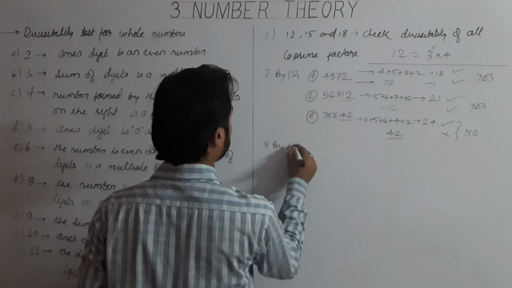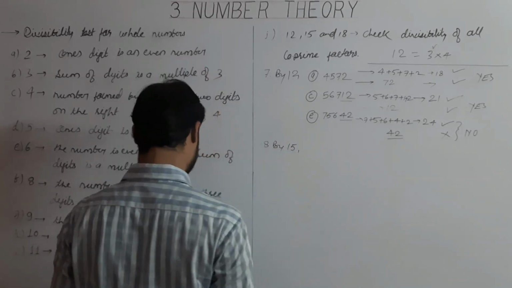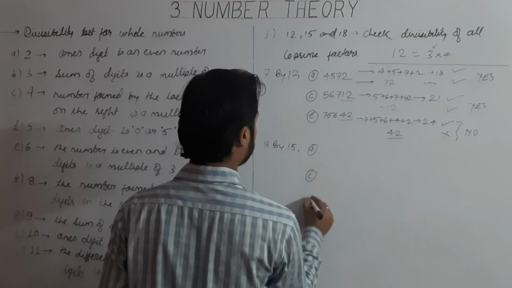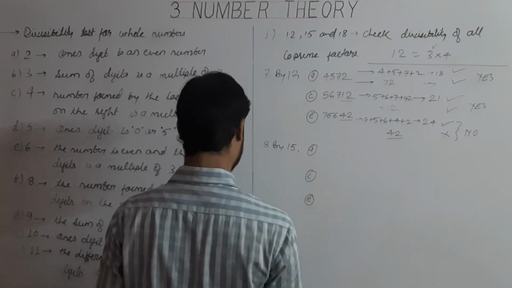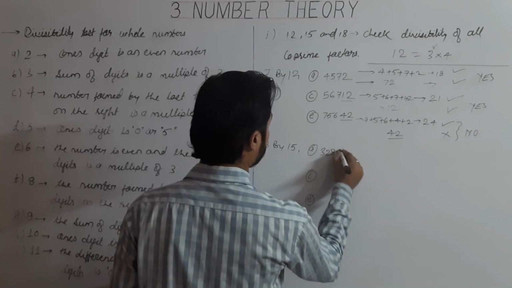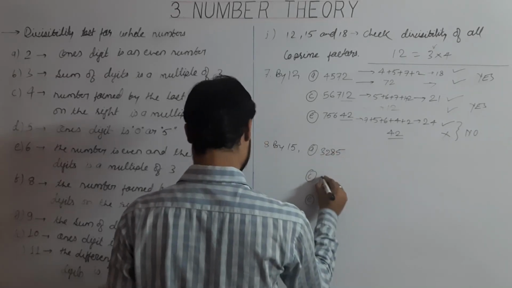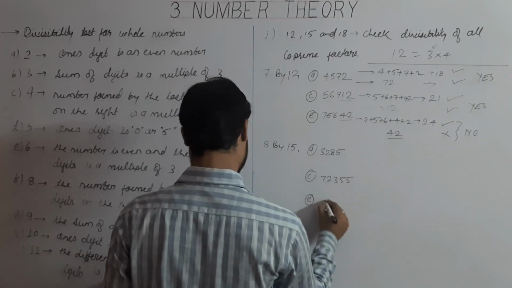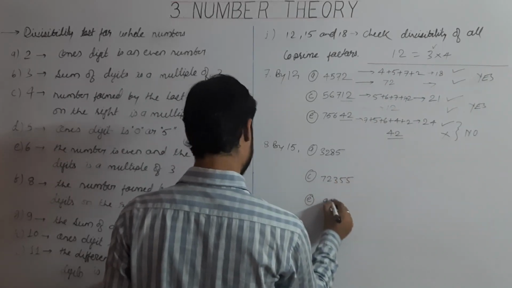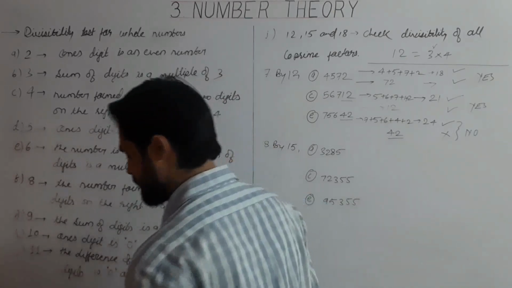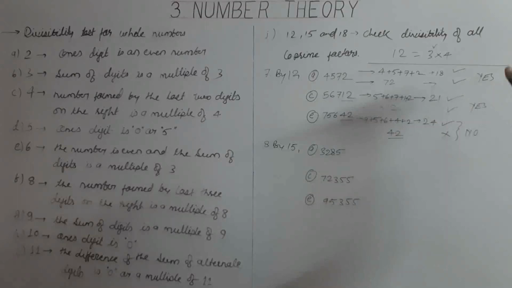We have to check for 15. First part, third and fifth. So first number is 3285. Third number is 72355. And fifth number is 95355. Okay. Again for 15, method is same.